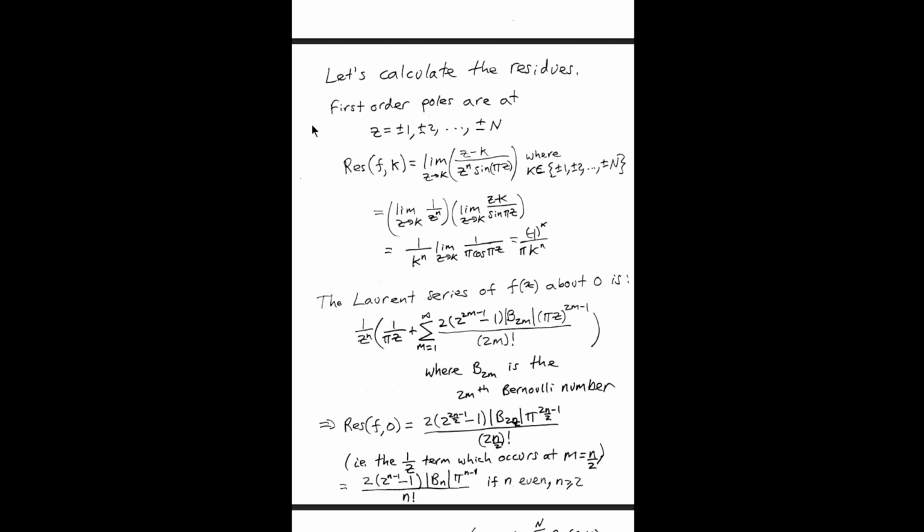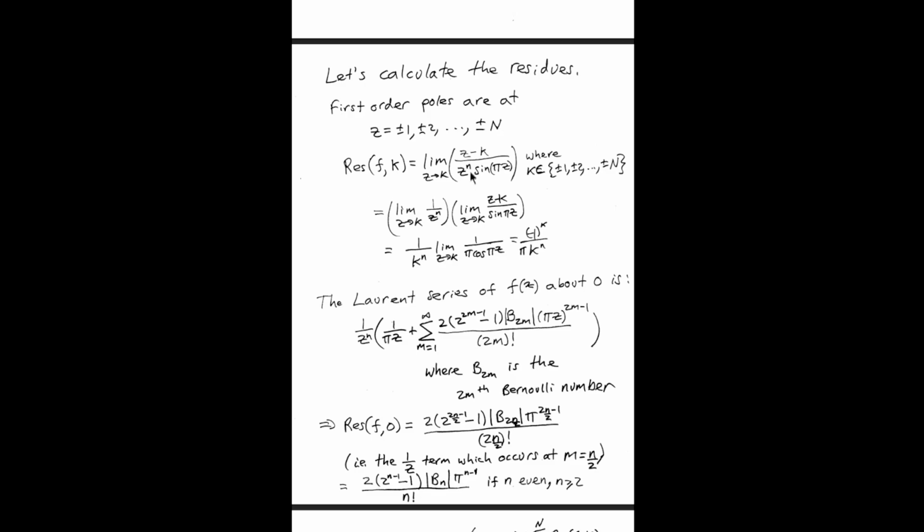So let's calculate those. As I said before, the first order poles are at z equals plus minus 1, plus minus 2, dot, dot, dot, plus minus capital N. And for this part, we're going to let k be a member of this set, plus minus 1, plus minus 2, dot, dot, dot, plus minus n. And the residue of f comma k then equals the limit as z approaches k of z minus k over z to the n sine of pi z, simply z minus k times our f of z, since it's a first order pole.